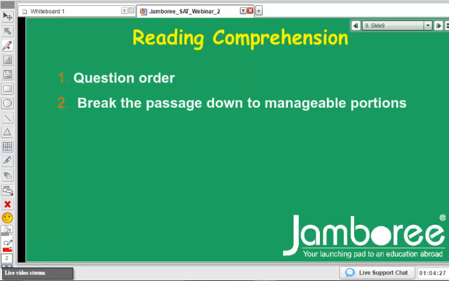Anybody has difficulty reading, remembering and understanding long passages? Anyone? Okay, so Hidanshu, try this out. Try this technique out.